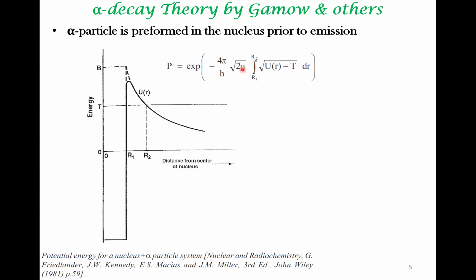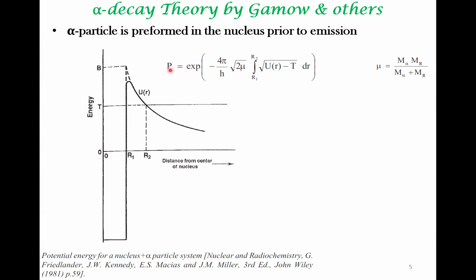And there is another quantity, mu. Mu is the reduced mass. This is the mass of the alpha particle, and this is the mass of the daughter nucleus that is left behind after alpha decay. This is called reduced mass. You might have seen this in some classical mechanics or general physics class. If the reduced mass is greater, the probability is lesser, right?